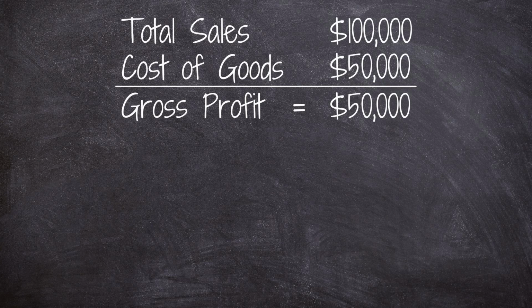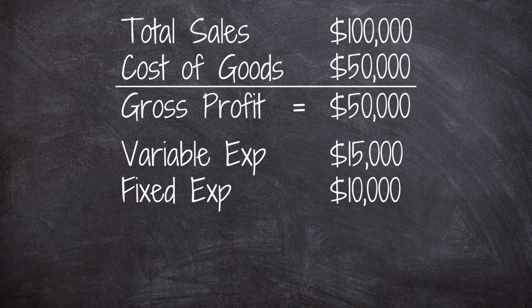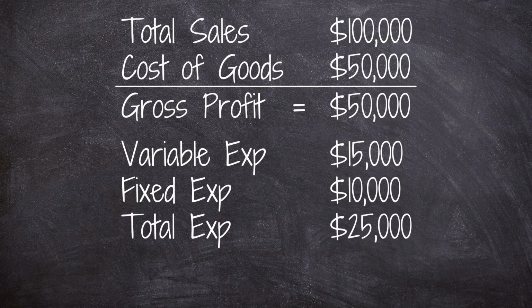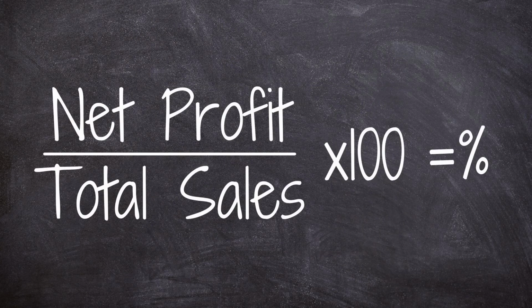Then we need to factor in our expenses. And let's say our variable expenses were $15,000 and our fixed expenses were $10,000. This gives us total expenses for the year of $25,000. Minus that from our gross profit, and that gives us a total net profit of $25,000 for the year. And if you want to figure this out as a percentage, just divide this by the sales figure and then multiply by 100, which in this case will give us a net profit margin of 25%.